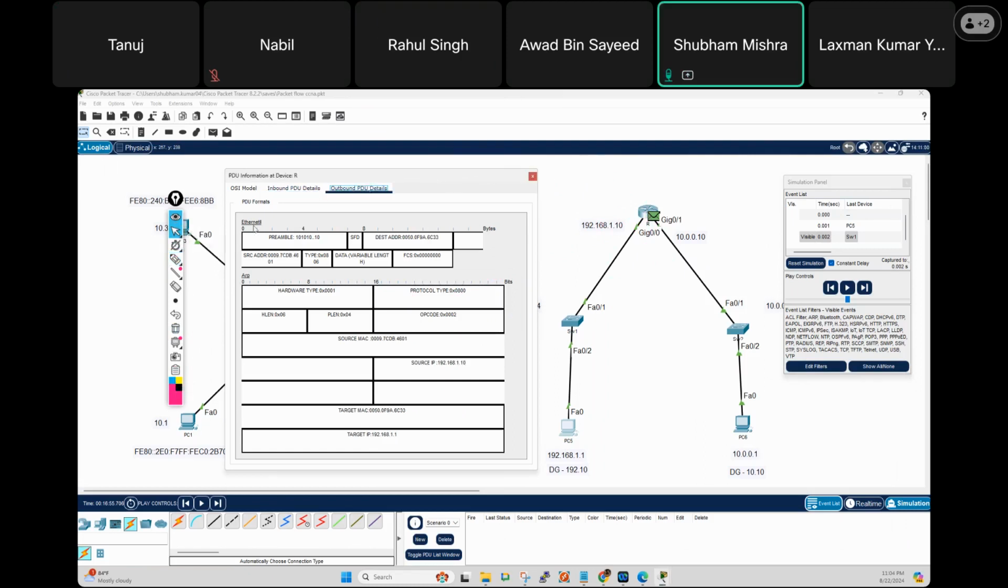Now come to the outbound. When you come to the outbound, what is the opcode? This is the ARP reply. Understand, everyone? Does anyone not understand? Okay. Now see, in the ARP reply packet, what is the source MAC address? 4601.